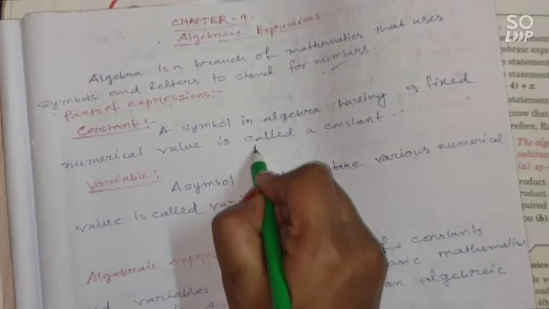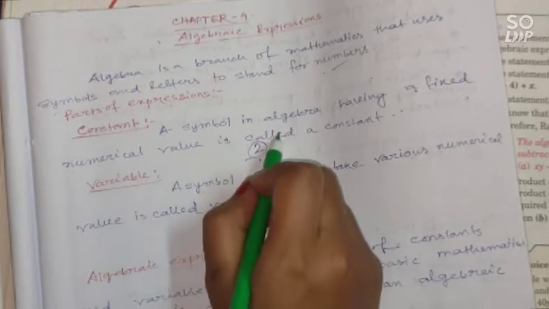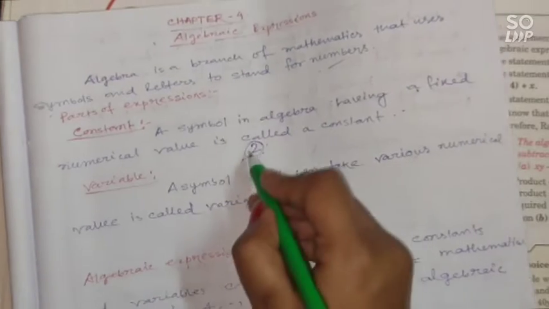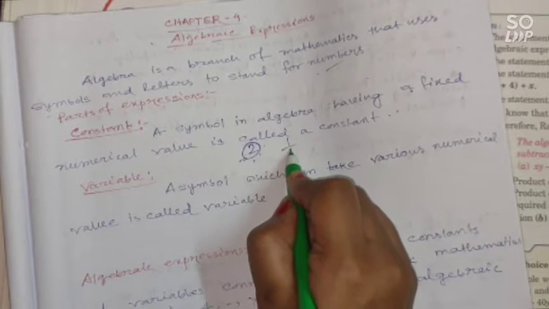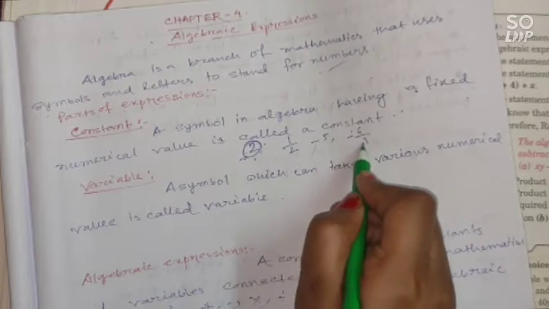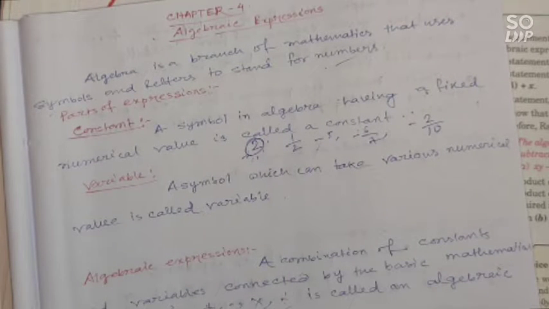Suppose if I write here 2. So this is a fixed value. The value of this term does not change, so this is called constant. Suppose if I write here 1 upon 2, minus 5, minus 6 upon 7, minus 2 upon 10. So all these are fixed numerical values. So these are called constants.